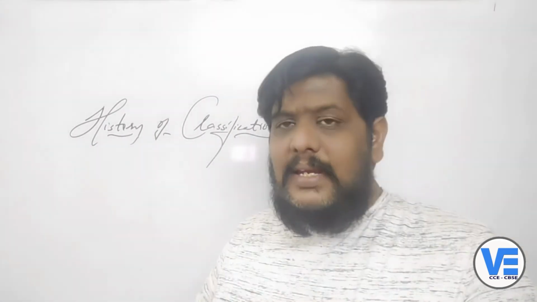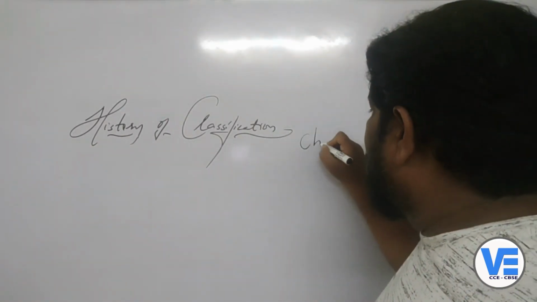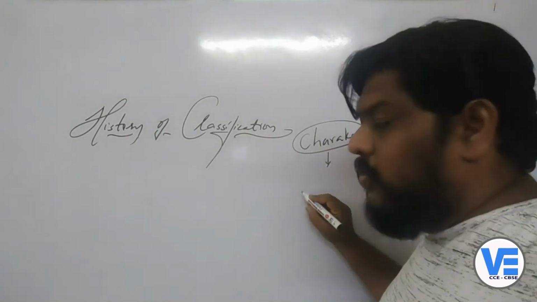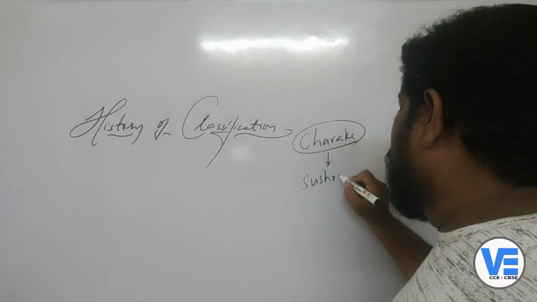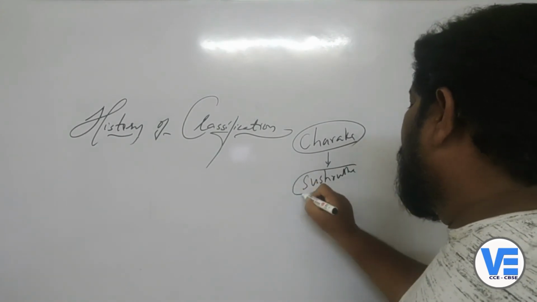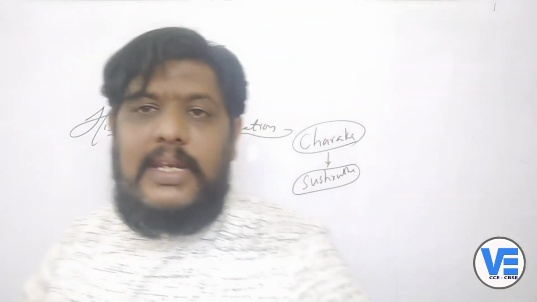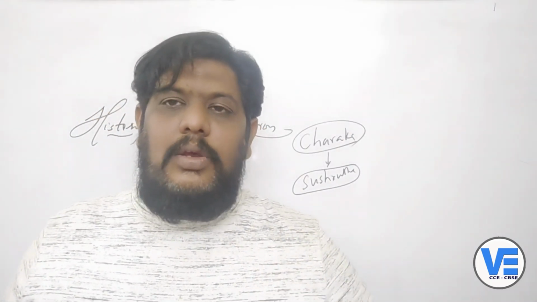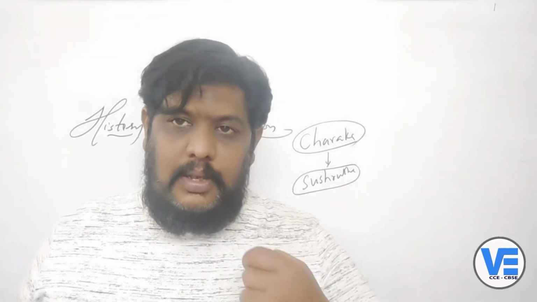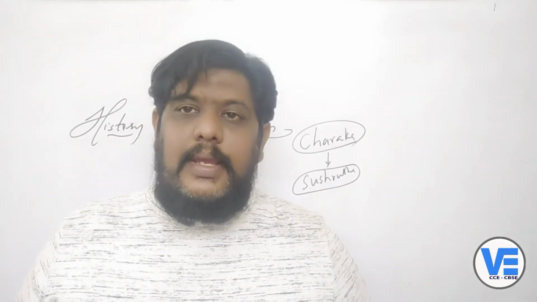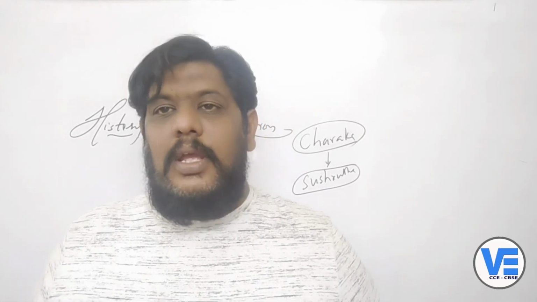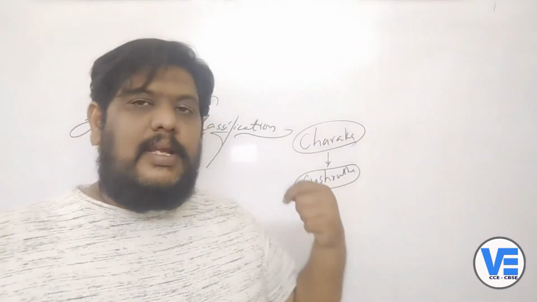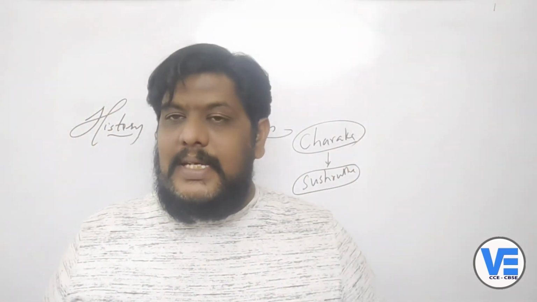There was a scientist whose name is Charaka, and also there was another person whose name is Sushruta, right? About Sushruta, you might have studied in your seventh class. This is the same man who performs a surgery on an injured person who comes to his house whose nose is completely injured. He performs a plastic surgery using all the medicinal plants. So this Sushruta and Charaka belong to the first and second century AD.